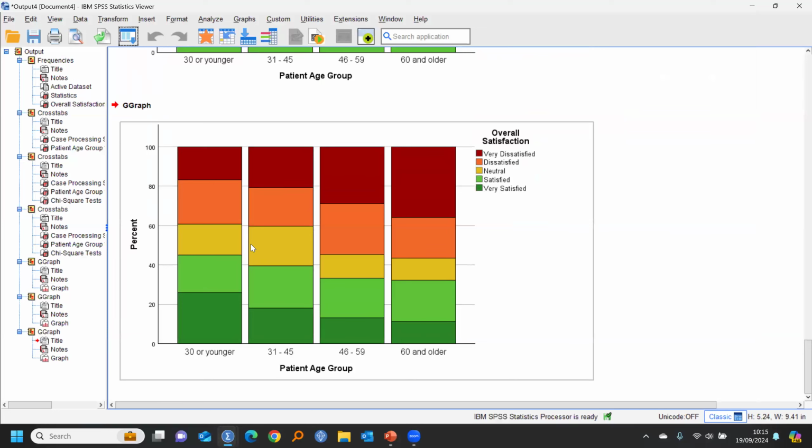And we can see the relationship quite clearly here that as you get older, you get a larger proportion of dissatisfaction and a smaller proportion of satisfaction.